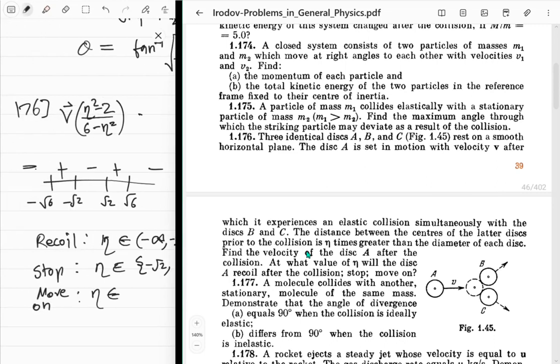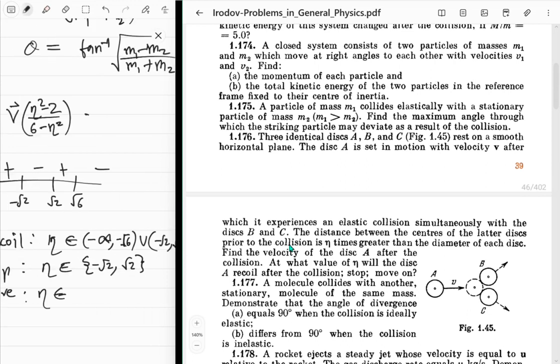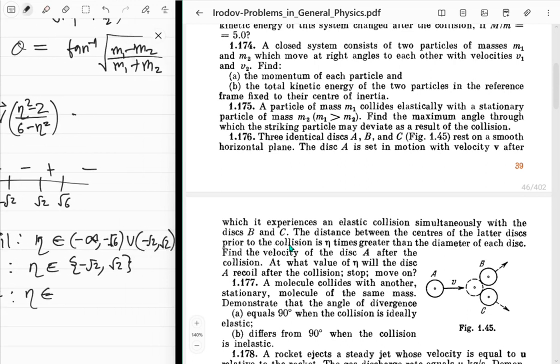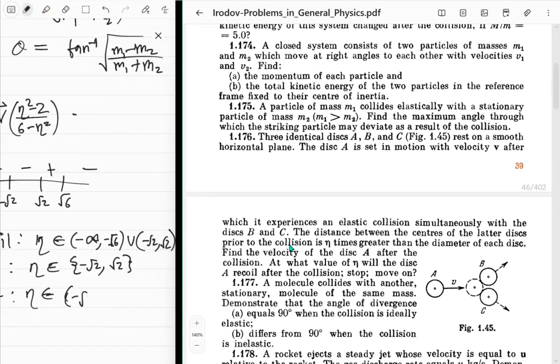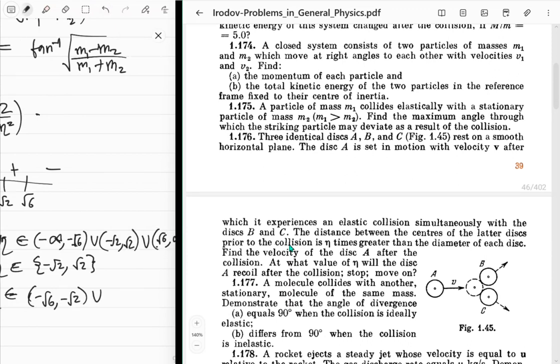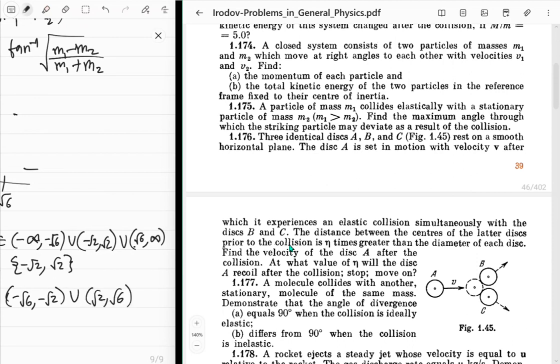So wait, what happens at square root 6? This would be going to infinity. That doesn't make any sense. That seems unnatural. Maybe I made some mistake in doing this. I don't know. Just move on. It's going to be equal to, oh, once again, never do that. So negative square root 6, and then negative square root 2, sorry. Union square root 2 to square root of 6.